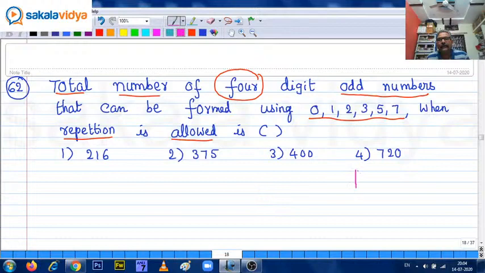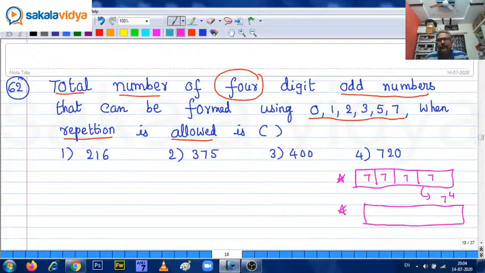You need to remember: first place, second place, third place, fourth place. How many digits do we have here? 1, 2, 3, 4, 5, 6, 7. This is 7 ways, 7 ways, 7 ways, 7 ways. This will be 7 to the power of 4, without any restriction. For example, say 0 is placed in the first place, 1, 2, 3. Now how many do we have?